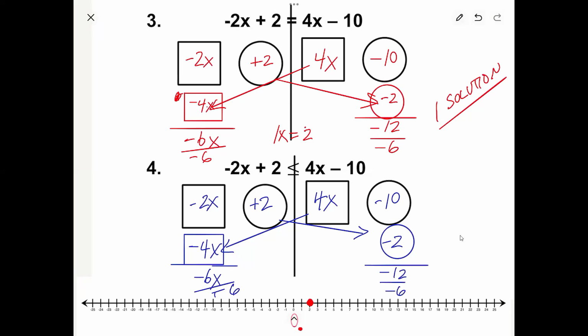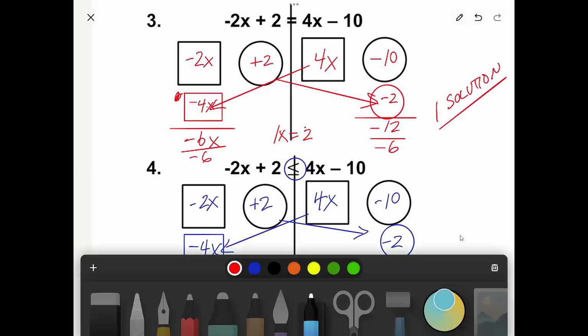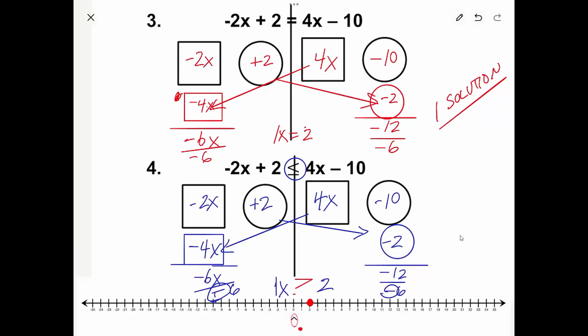Now I'm going to stop for a pause. This is the only time you're going to do something different algebraically. Whenever you divide by a negative number, you flip the inequality. So this is going to be 1x, and this is going to be a +2. Now, this was less than or equal to, but now that we have divided by a -6, we're going to have to flip it, and now it becomes greater than or equal to. So our solution is 1x is greater than or equal to a +2.